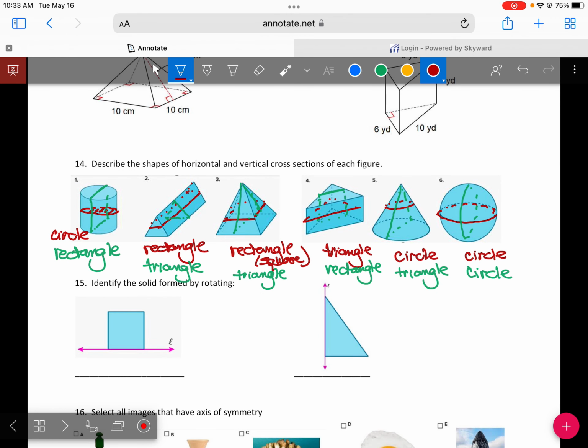What else? How about an equation of the circles? That's what I kind of wanted to go over. So the red one is the horizontal cross section. The green is the vertical.